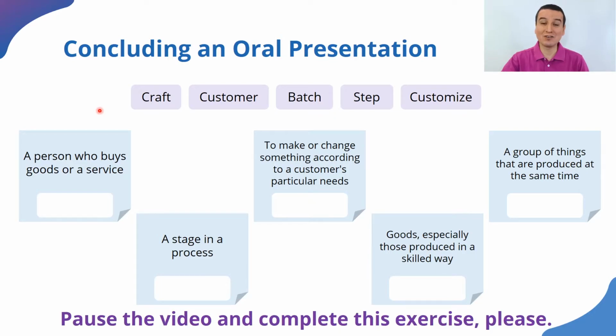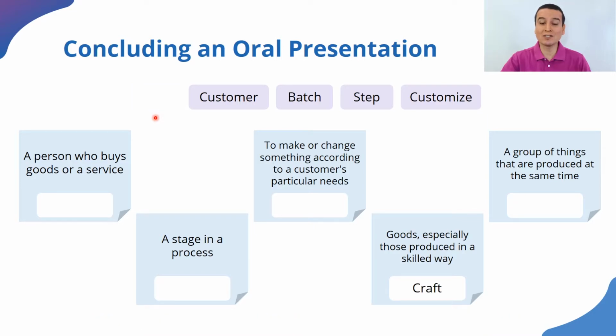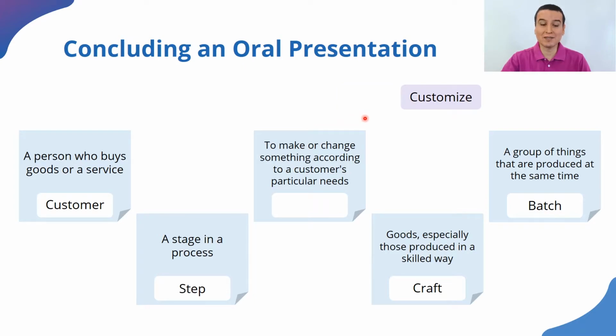All right, thank you very much. Here are the answers. What is a craft? Crafts are goods, especially those produced in a skilled way. Good. What is a customer? A person who buys goods or a service. What is a batch? A batch is a group of things that are produced at the same time. What is a step? It's a stage in a process. And finally, what is to customize? It is to make or change something according to a customer's particular needs.